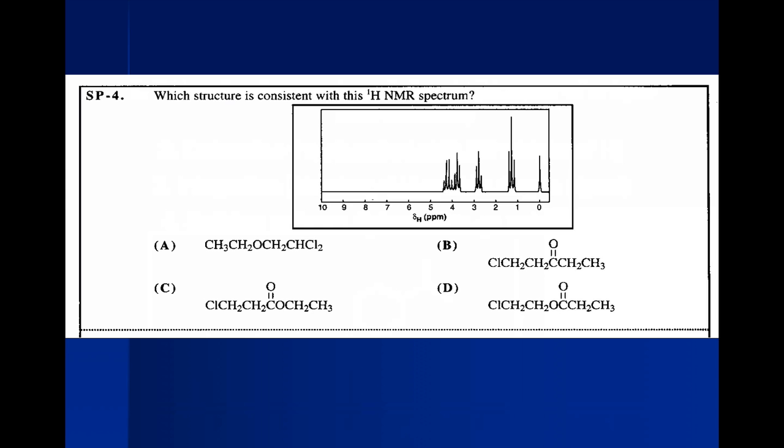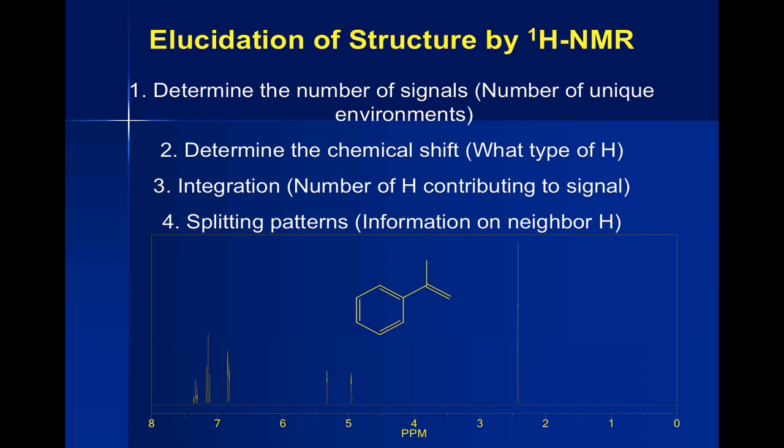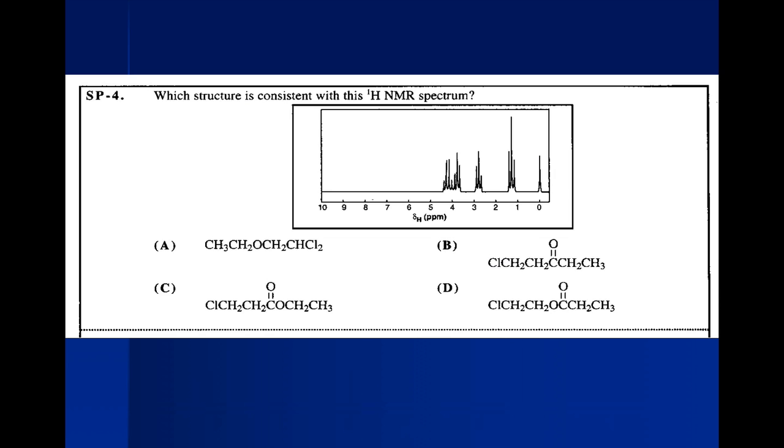So we've looked at the unique environments. What's the next thing that we do? Now we look at the chemical shift, right? So is there anything that's way far downfield? Yeah. We've got some stuff that's pretty far down, right? Just straddling 4. Can we eliminate anything based on that?